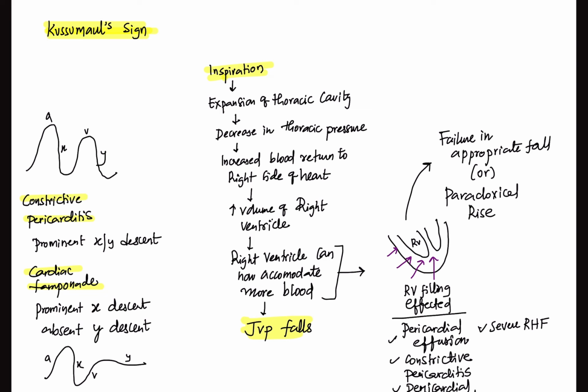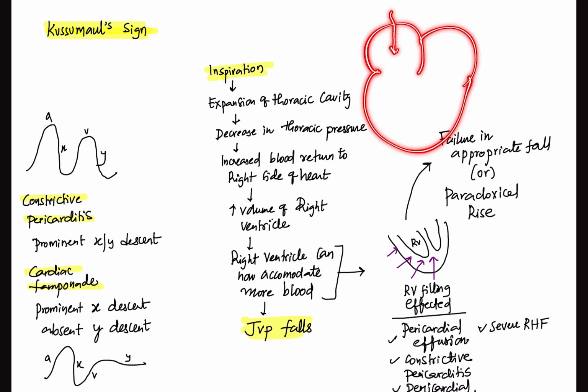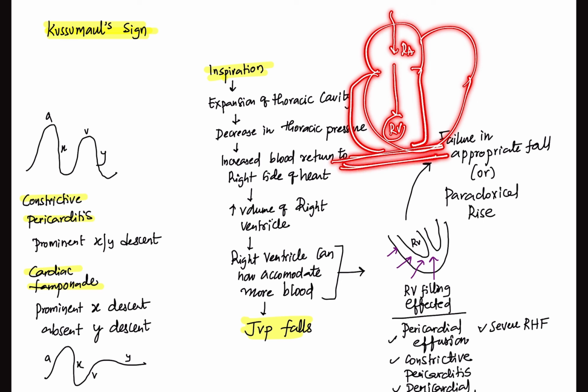What happens during inspiration? During inspiration, there is expansion of the chest cavity, that is, the thoracic cavity is expanding. When something expands, the pressure falls. So a decrease in thoracic pressure occurs. Whenever there is a decrease in thoracic pressure, there is increased blood return to the right side of the heart. So more and more blood is now entering into the right atrium, and through that it is going into the right ventricle. So the right ventricle is expanding. The volume of the right ventricle is increasing.